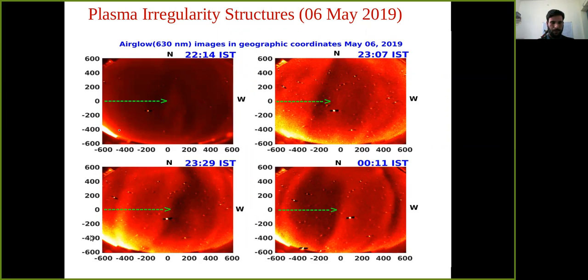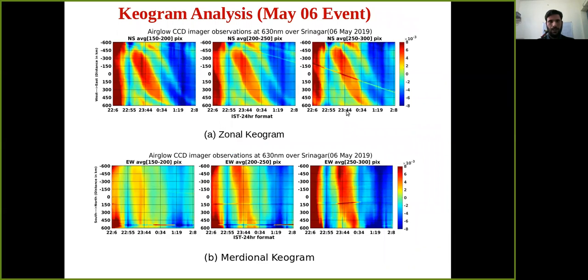So these are the pixel correspondences in kilometers. The y-axis represents the distance in kilometers, while 00 again represents the overhead Srinagar. From these geographic coordinate images, we can calculate the east-west spatial extensions, and from the running images, we can calculate the phase drift velocity of these structures. Again, we do the keogram analysis for these events.